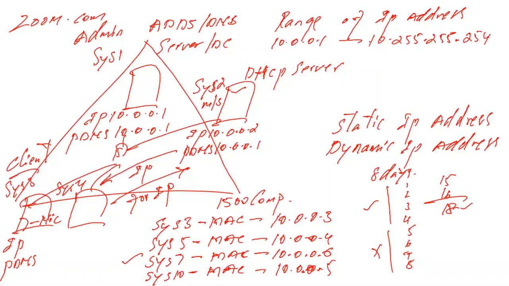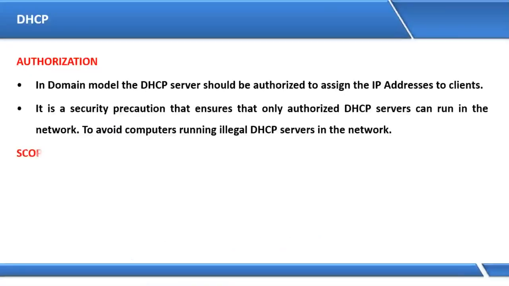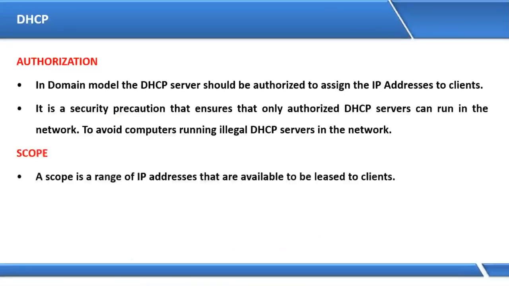By using range, and technically this complete range is called scope here. In a DHCP server, we require a scope to assign IP addresses to clients. So what is scope? Microsoft says scope is a range of IP addresses that are available to lease to the client.